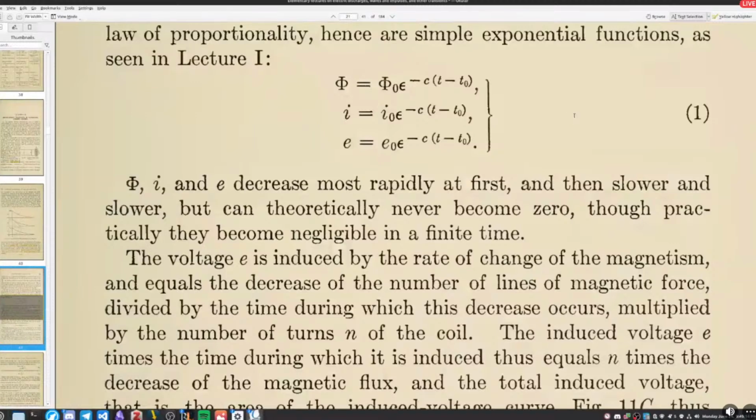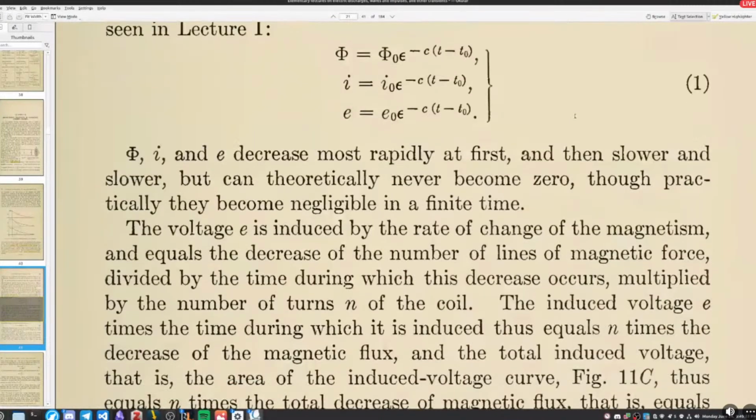Phi, I, and E decrease most rapidly at first and then slower and slower, but can theoretically never become zero, though practically they become negligible in a finite time. The voltage E is induced by the rate of change of the magnetism and equals the decrease of the number of lines of magnetic force, divided by the time during which this decrease occurs, multiplied by the number of turns N of the coil.